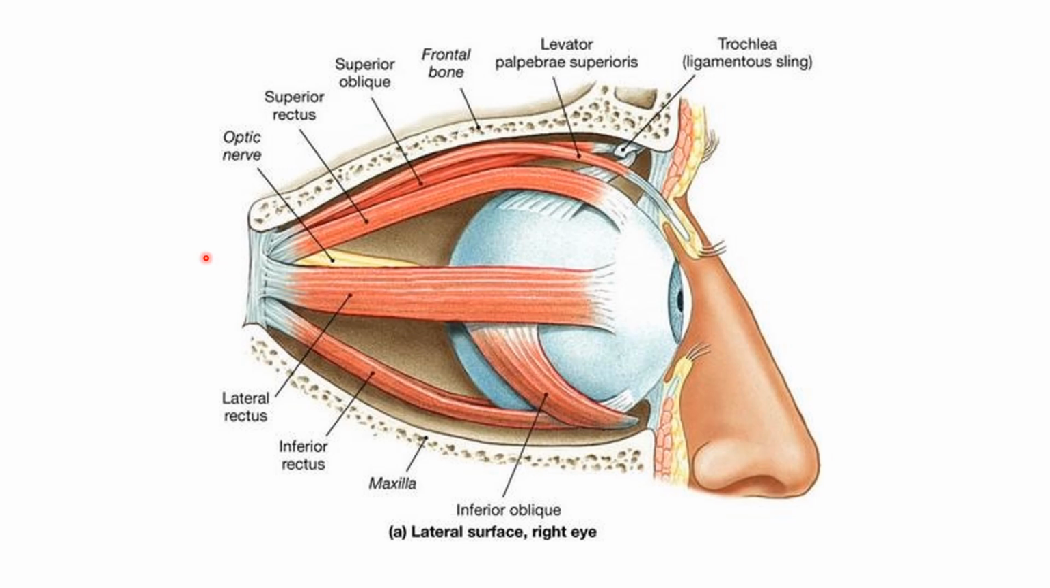Yes, in this picture it's very clear. This is the common tendinous ring from where all the recti muscles take their origin. Only the recti muscles, not the oblique muscles or the LPS. Only the recti muscles take origin from this common tendinous ring.